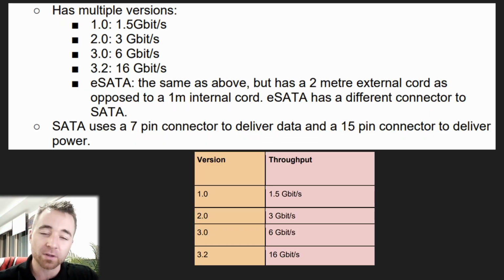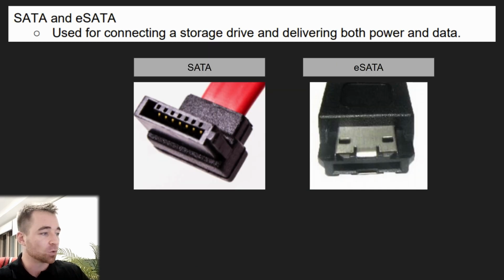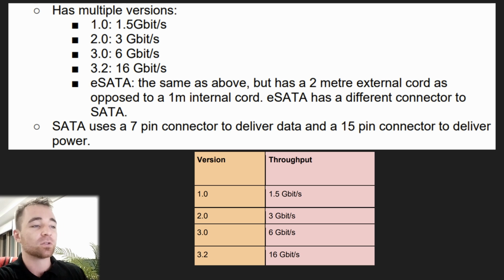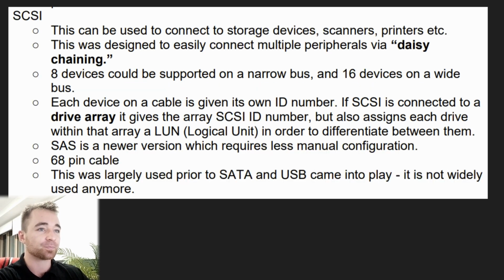Further, there's, of course, as always, multiple different versions. You've got version 1 at 1.5 gigabit per second, version 2 at 3 gigabit per second, version 3 at 6 gigabit per second, and version 3.2 at 16 gigabits per second. And then eSATA is the same, but it has a 2-meter external cord as opposed to a 1-meter internal cord. eSATA has a different connector to SATA. We saw the difference in the visual connections there. And finally, SATA uses a 7-pin connector to deliver data and a 15-pin connector to deliver power. There's a table down there with that information in a nice, tidy format for you.